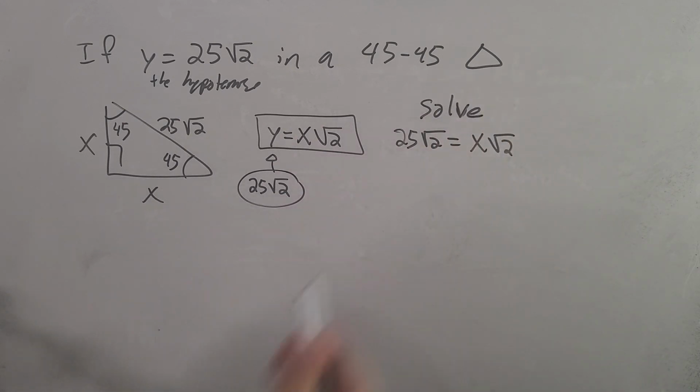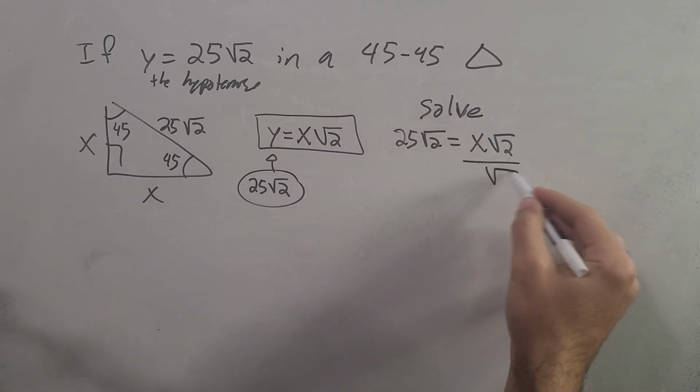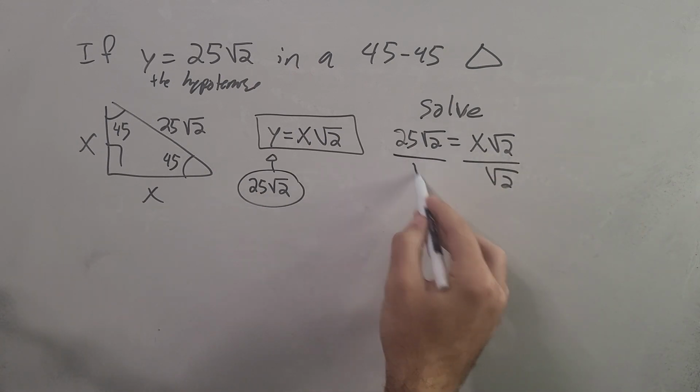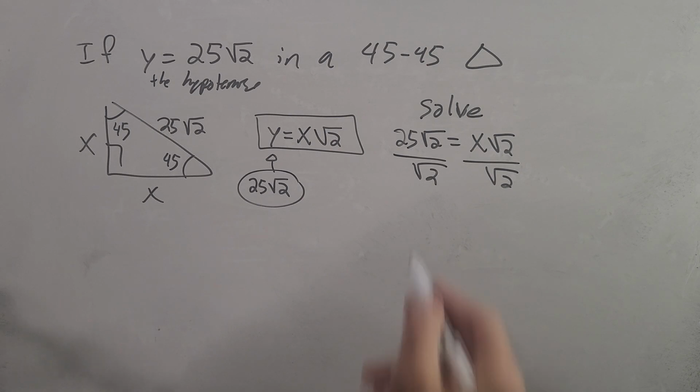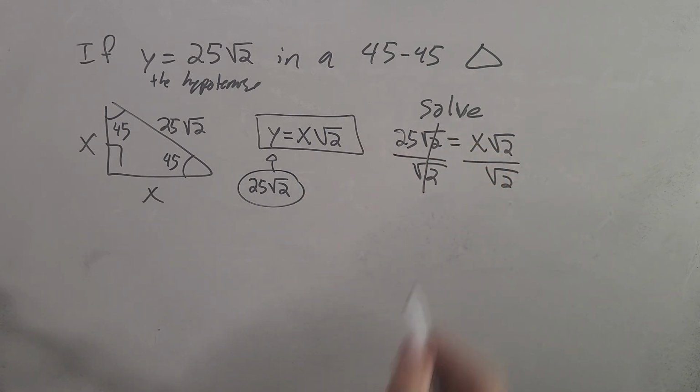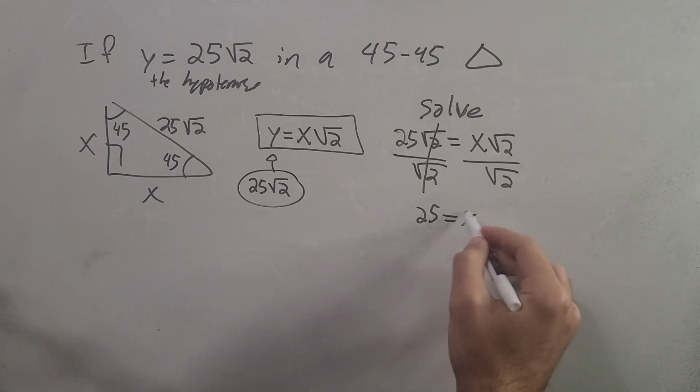And so what would you do to solve for x? Well, we would want to divide both sides by the square root of 2 because we want to get x by itself, and we could cancel out this radical. Well, thankfully, on the left-hand side, the two square roots of 2 also cancel. So we have 25 equals x, and that's our final answer.